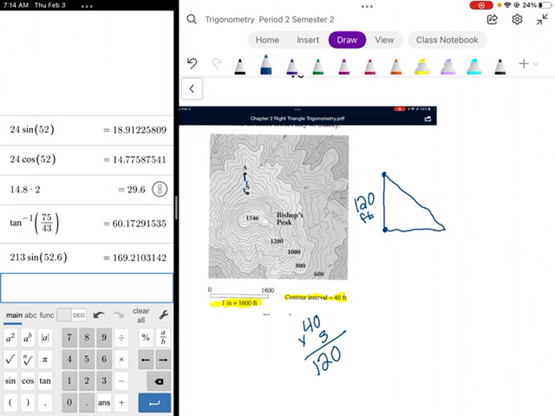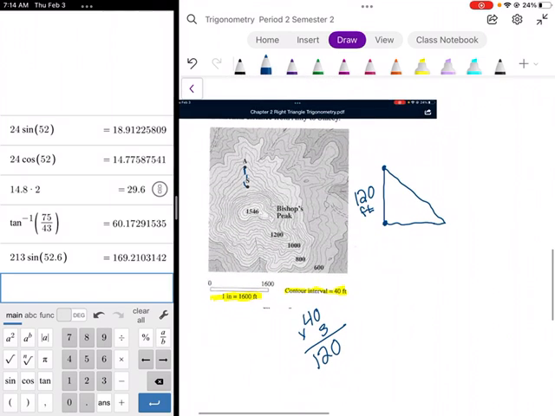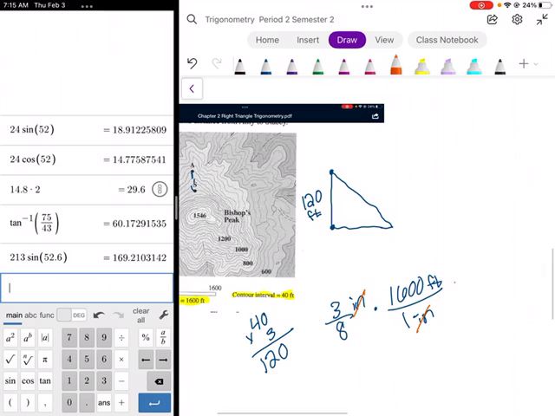And we also know that they are 3/8 of an inch apart on the map. So we're going to have to take 3/8 inches times 1,600 feet over 1 inch. By doing that, we get rid of our inches unit, and now we're left in feet. So if we simplify here, divide this by 8, that'll be 200. So 3 times 200 would be 600 feet. And that is going to be the horizontal distance.